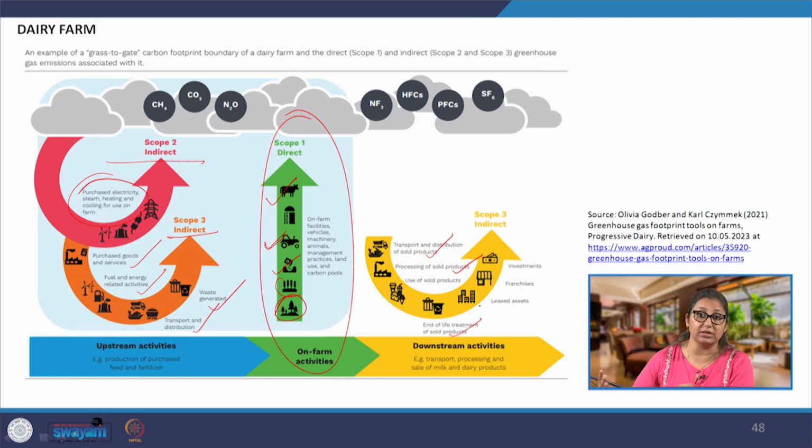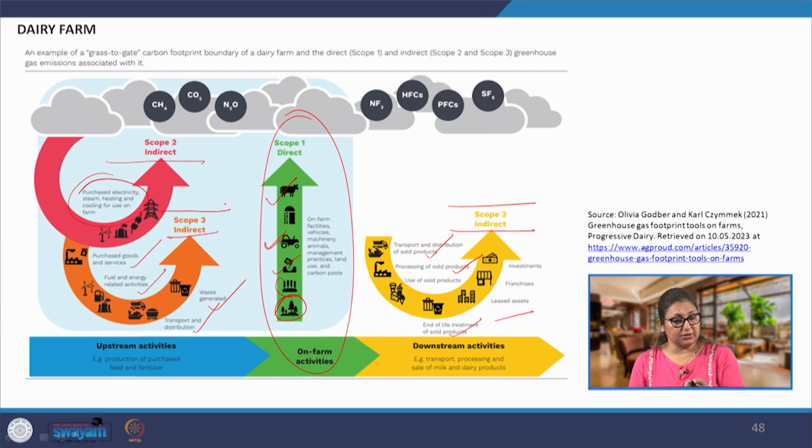There could also be franchisees, as we have already talked about, where all the maintenance of the facility is being owned and maintained by somebody else. It is just that the products are being sold. So, part of those emissions will be counted towards the GHG emission scope 3 for this particular company. So, these are all the scope 3 indirect emissions that we are talking about for a dairy farm.